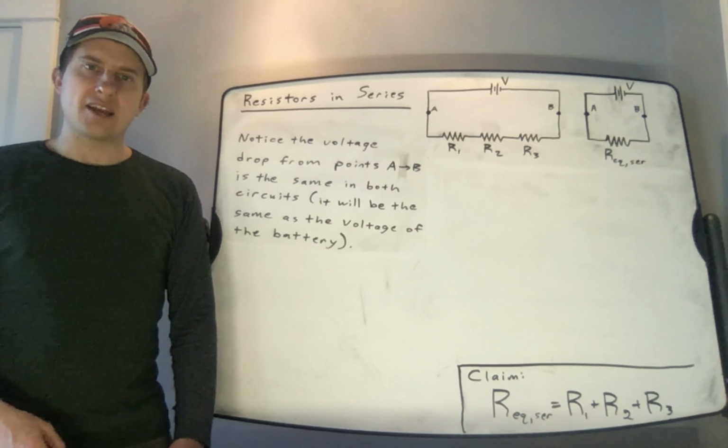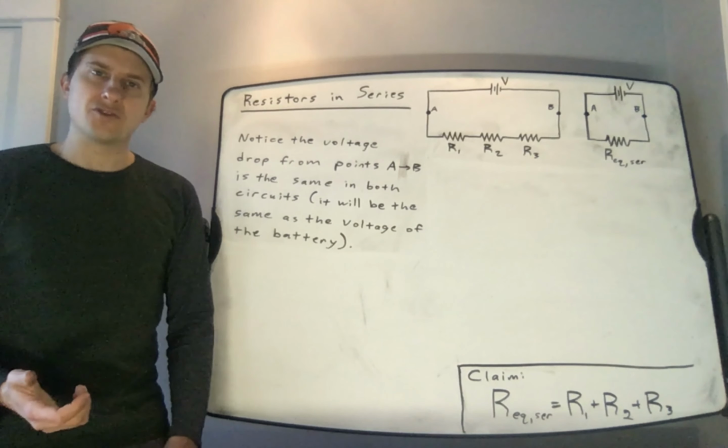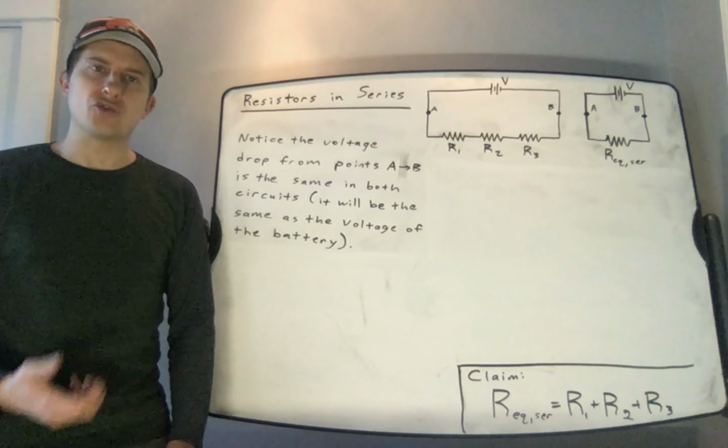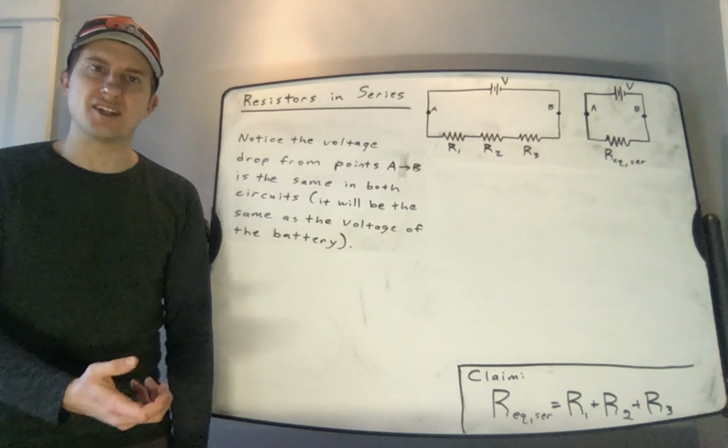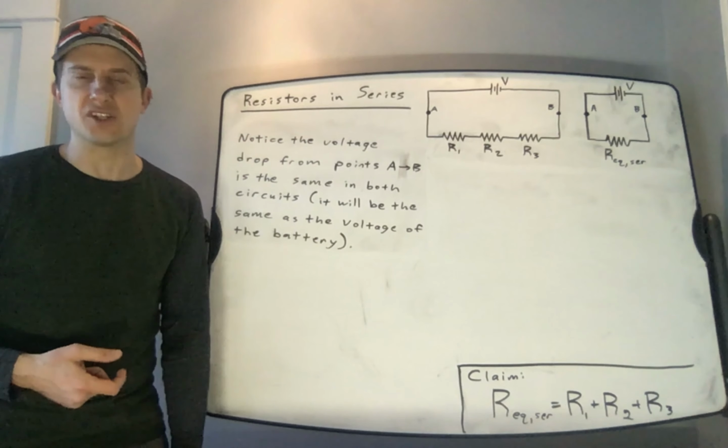In lecture, we said that if you have a group of resistors that are in series with each other, then those resistors in series will behave identically to a single resistor whose resistance is given as the sum of the resistances of those resistors in series.